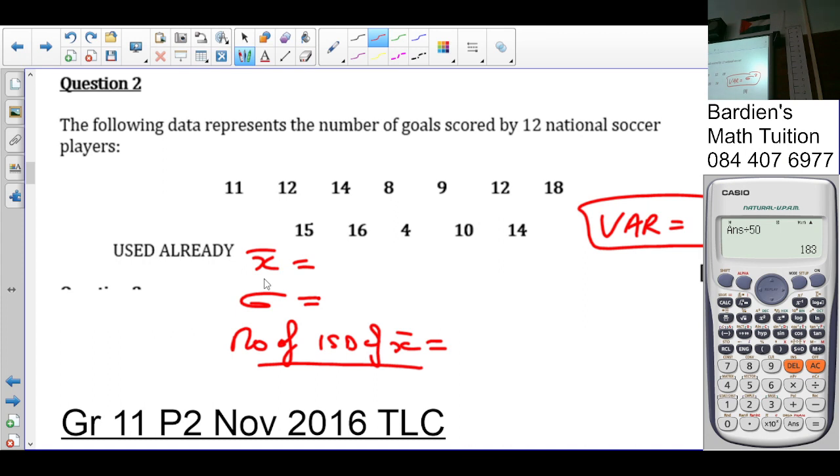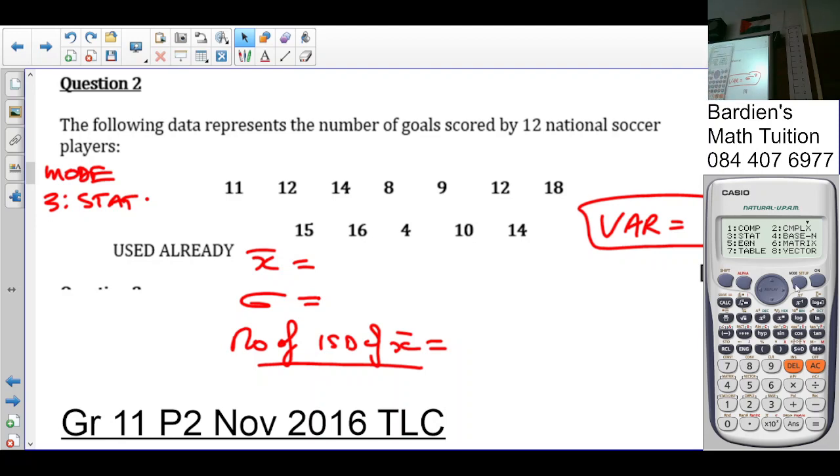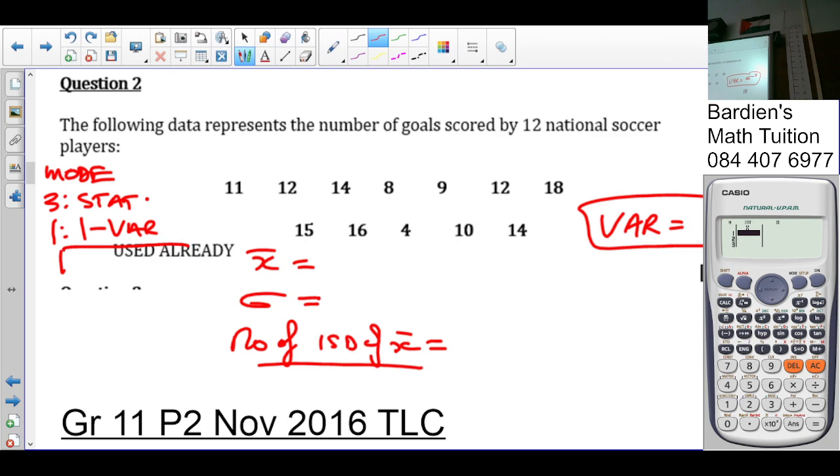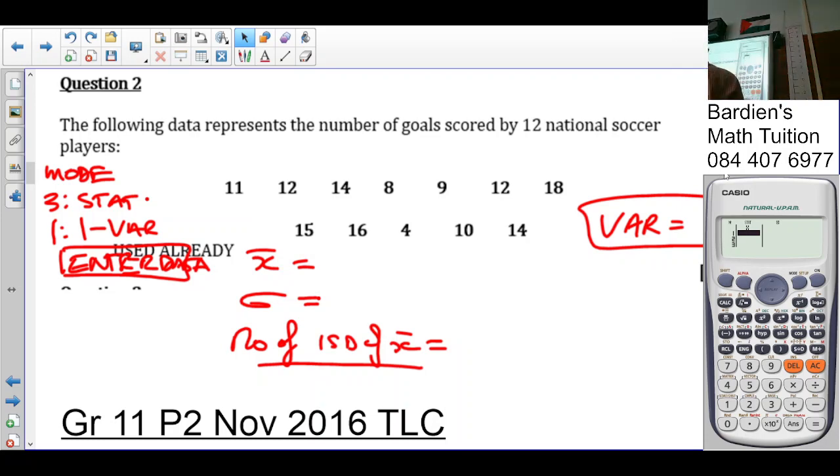So to do this calculation, we need to program the calculator. We press mode 3 for stat. I know you guys have pressed 2 on your calculators. So it's going to be mode 3 for stat for me, 1 for one-variable. Now we enter the data: 8, 11, then 12, 14, 8, 9, 12, 18, 15, 16, 4, 10, 14.